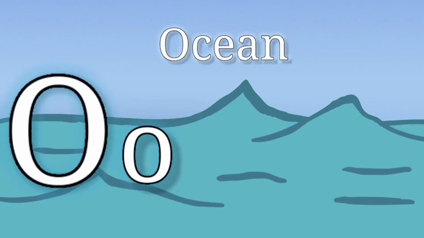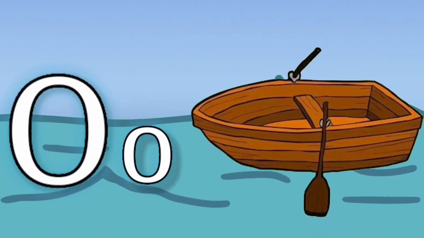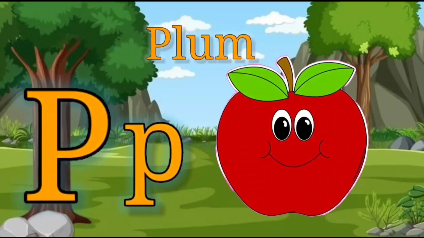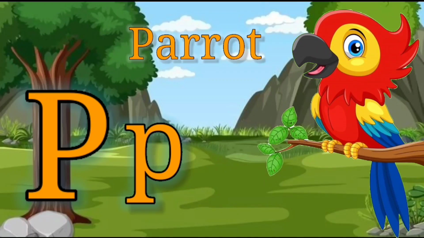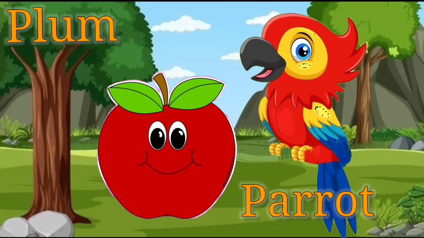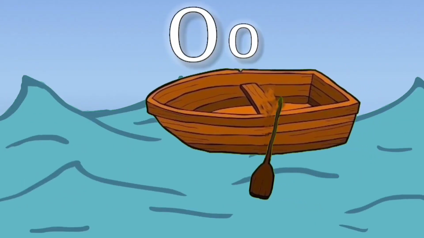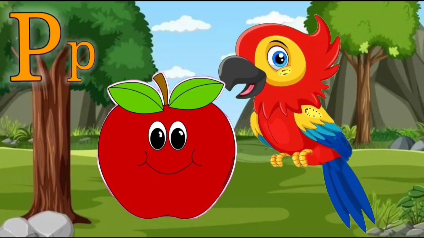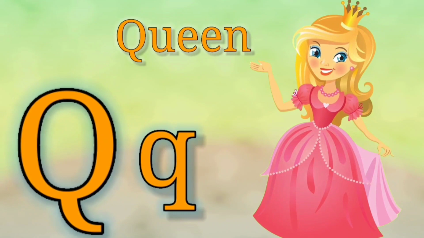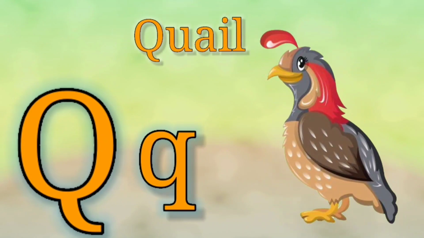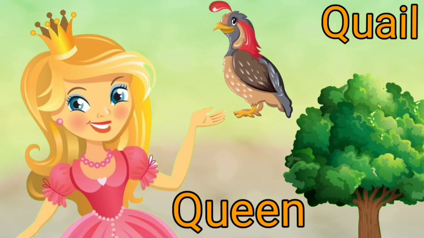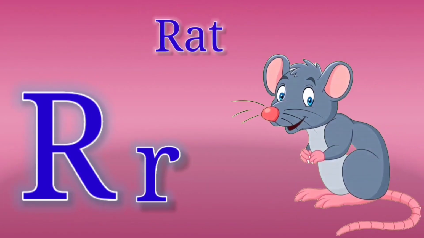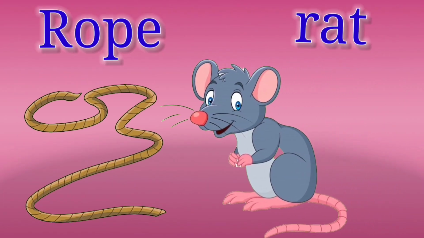O for ocean, O for ore, O. P for plum, P for parrot, p. Q for queen and Q for quail, q. R for rope, R for rat, r.